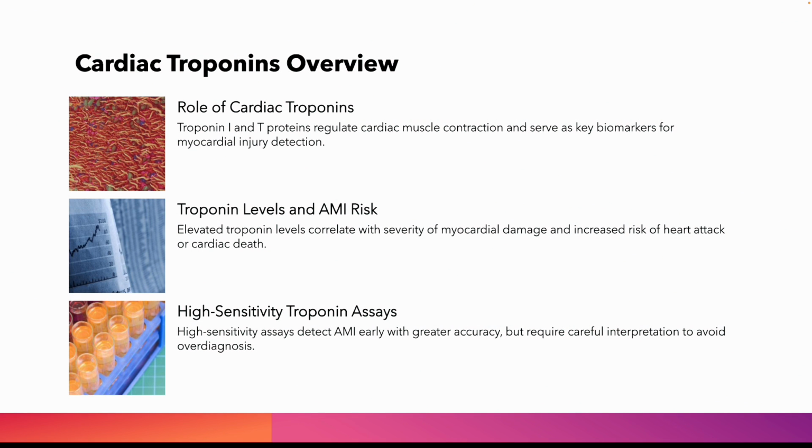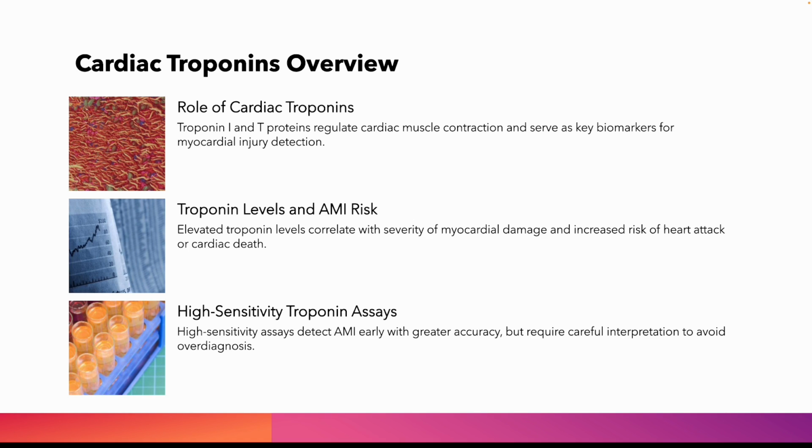We'll be talking about another video, part of the series. Today we'll be talking about troponins. Troponins are proteins that are present in the cardiac muscle and they regulate muscle contraction. There are two types of troponin, troponin I and troponin T, and they both serve as markers for myocardial injury detection. Elevated troponin levels correlate with the severity of the damage to the heart muscle, and are also a prognostic tool for the risk of heart attack and cardiac death in the future.